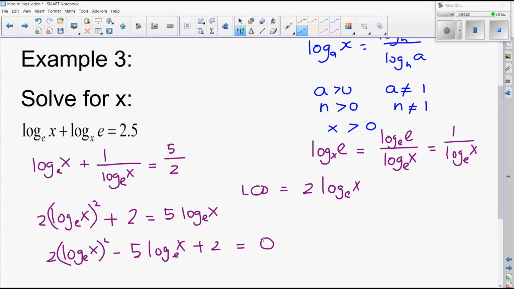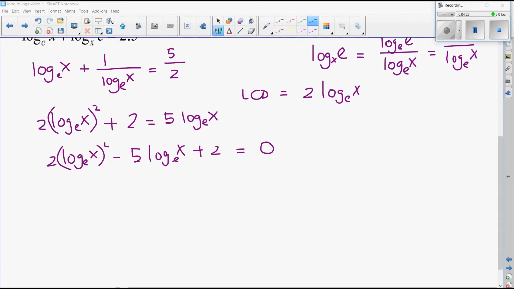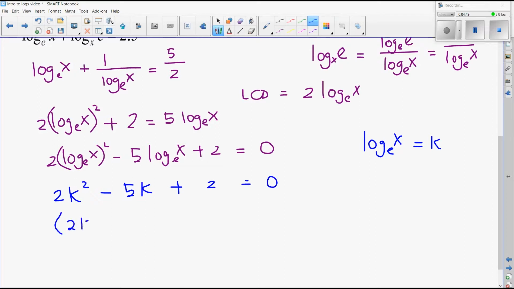We're now going to factorize this equation. To help me factorize it, I'm going to use the method called k substitution. So I'm going to replace log of x to the base e with k. If I substitute it into my equation, I've got 2k squared minus 5k plus 2 equals 0. This is factorized into 2k... The factors of 2k squared will be 2k and k. The factors of 2 will be 2 and 1. So I'm going to have minus 2 and minus 1. And these are my factors.